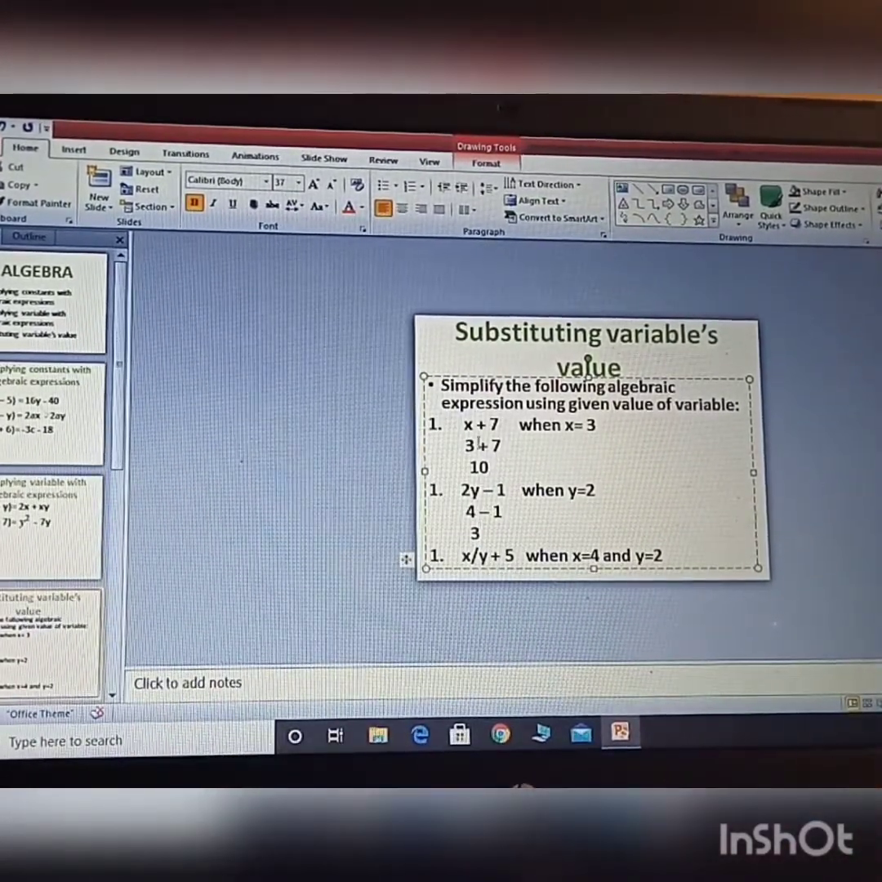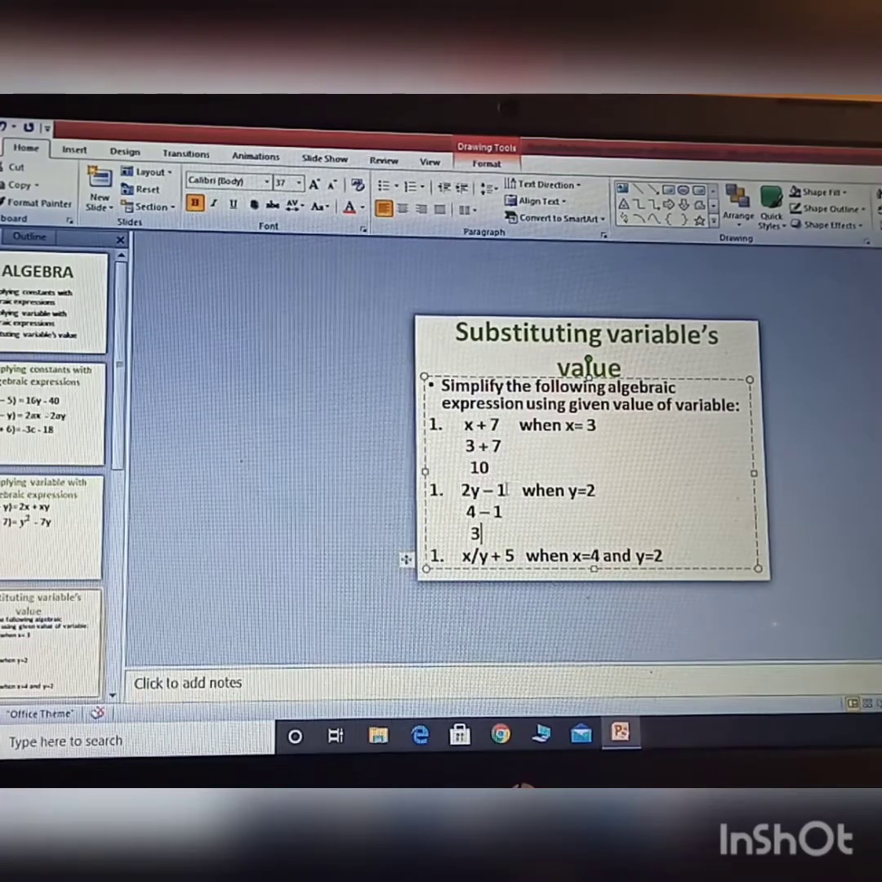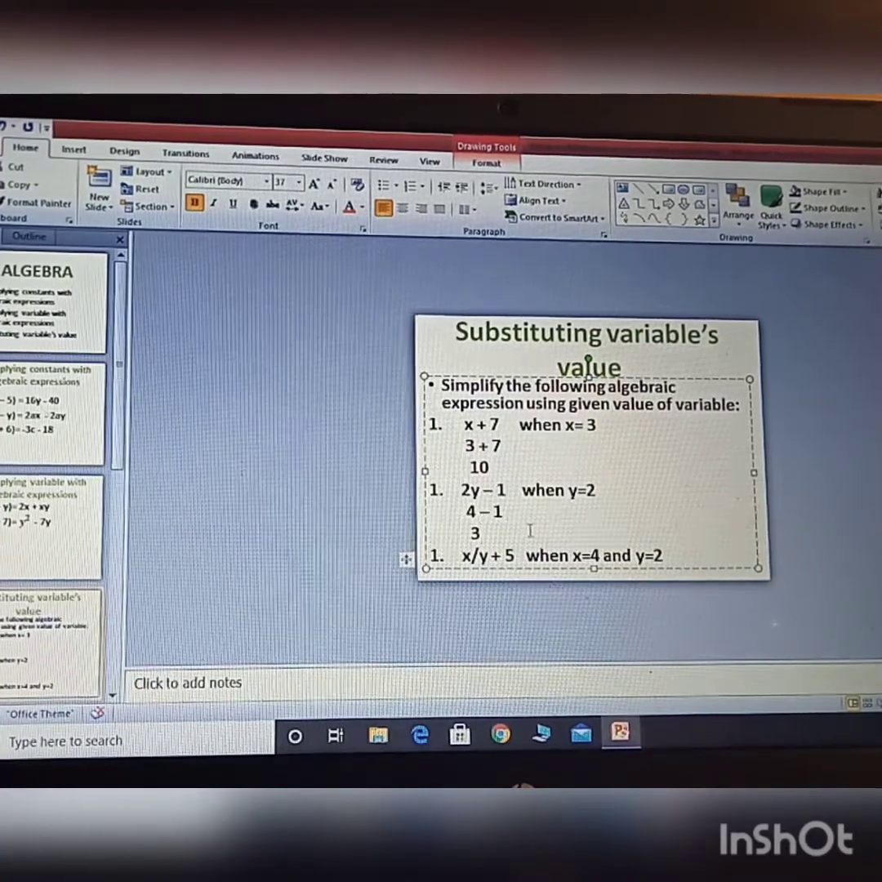So this is simply whatever the expression is given to you, wherever the variable is given and the value is also given to you, substitute or put that value instead of that variable and you will get your answer.